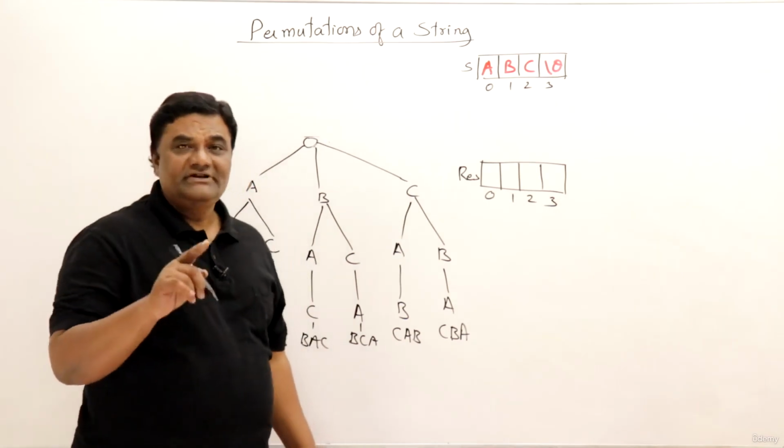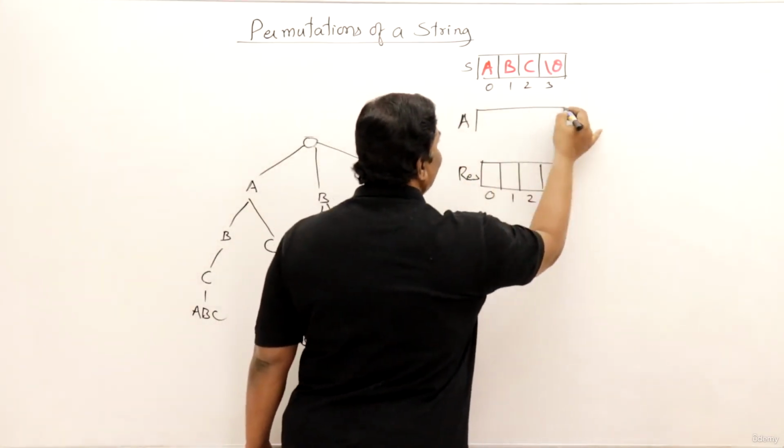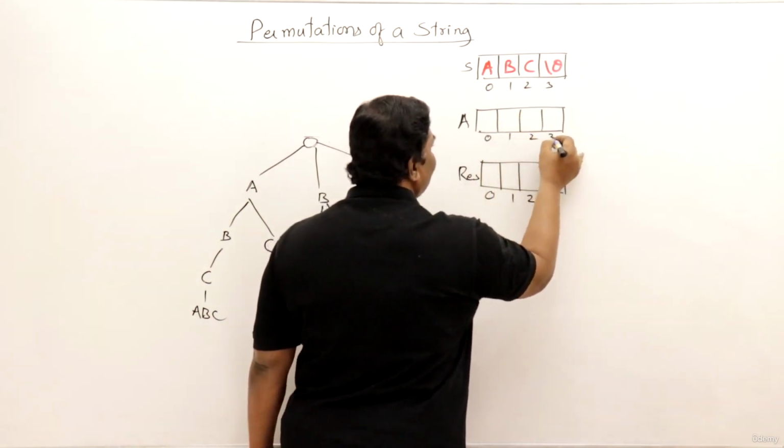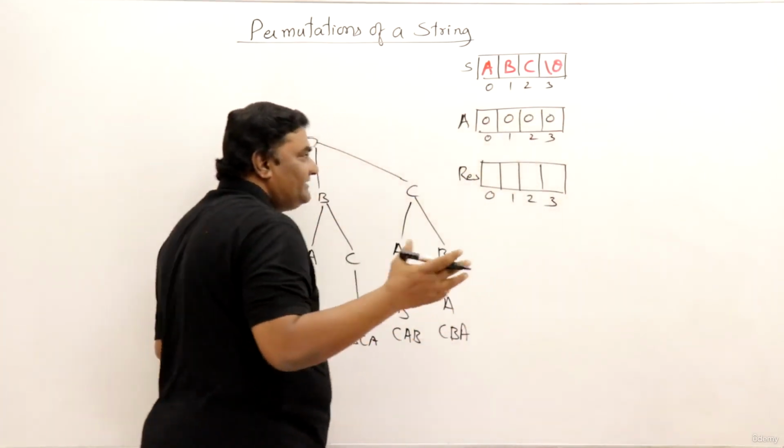Then we should also know which one is included and which is not included. So for that we will maintain a flag array. I will call it A. And this is 0, 1, 2, 3. And initially all these values are 0, meaning nothing is selected.